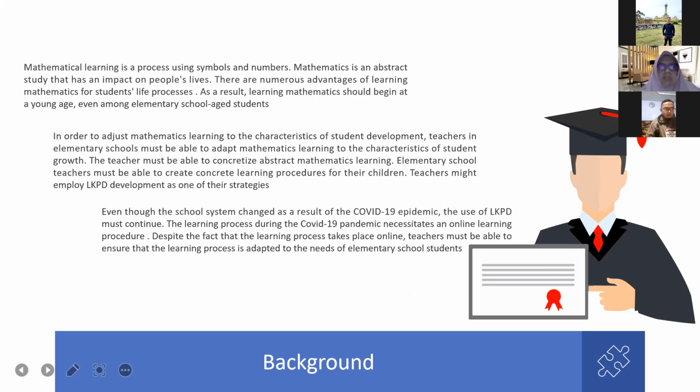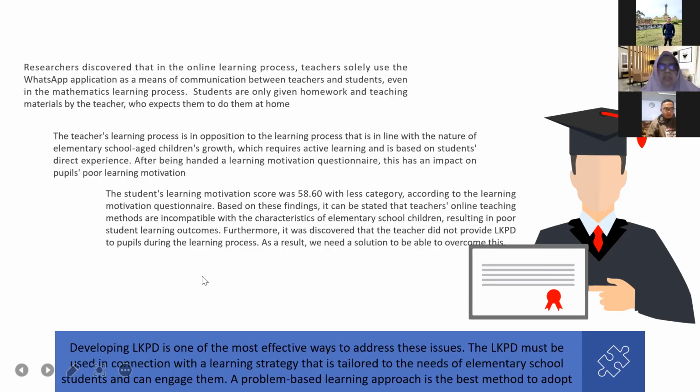Researchers discovered that in the online learning process, teachers use WhatsApp as a means of communication between teachers and students. Even in the mathematics learning process, students are only given homework and teaching materials by the teacher, who expects them to do them at home. This teaching process is in opposition to a learning process that is in line with the nature of elementary school age children's growth, which requires active learning and is based on student direct experience.